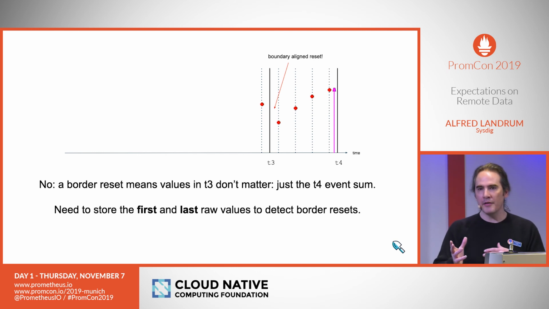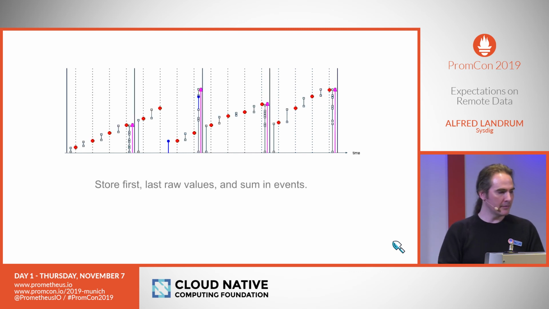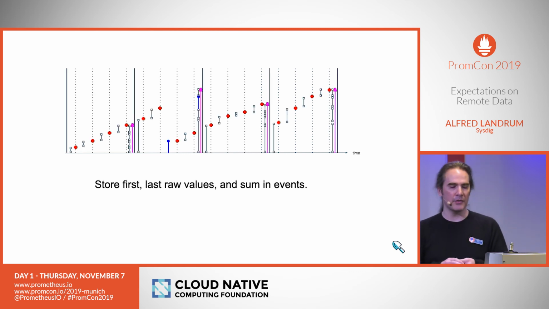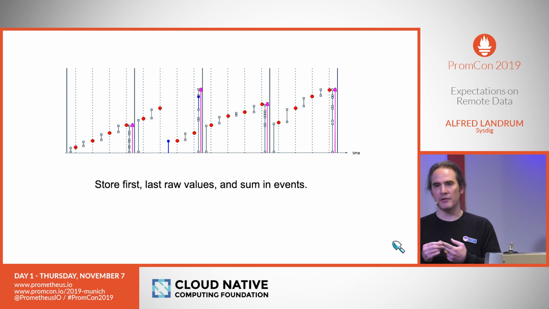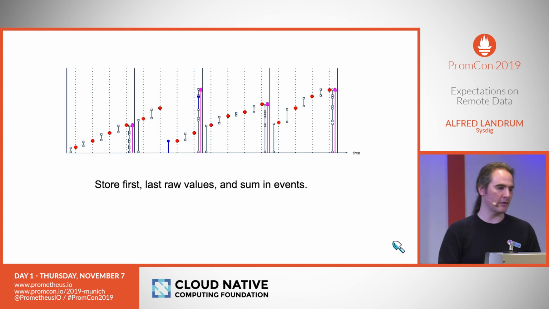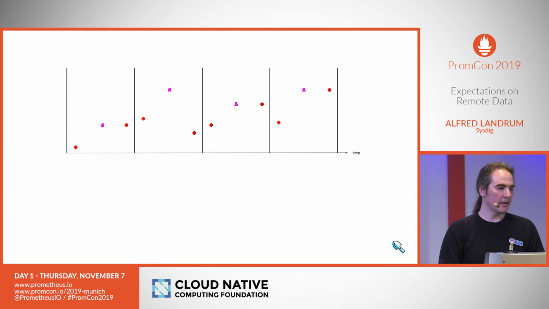So to summarize here, what we've said is you can go through all of your samples, and you need the sum of the events in the window, the first raw value, and the last raw value. And you need those raw values because you need to be able to recognize when counter resets occur. And that gives you the information you need to calculate the difference in events between windows, which is great.